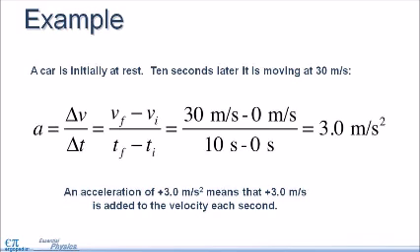equals 30 meters per second minus 0 meters per second divided by 10 seconds, equals 3.0 meters per second squared. Thus, an acceleration of plus 3 meters per second squared means that plus 3.0 meters per second is added to the velocity each second, as you can depict on the following matching.